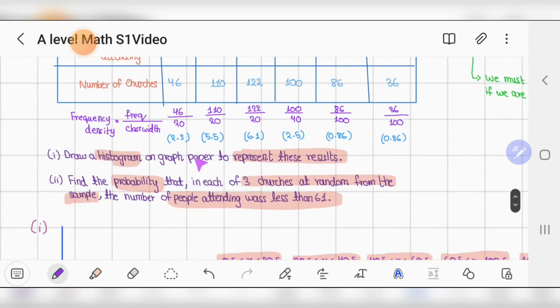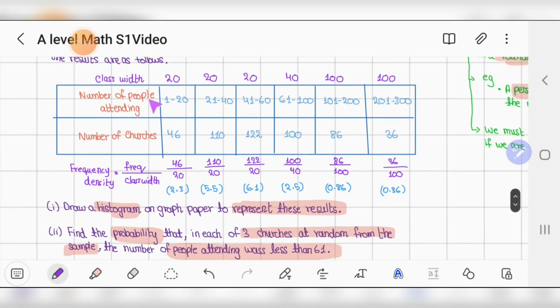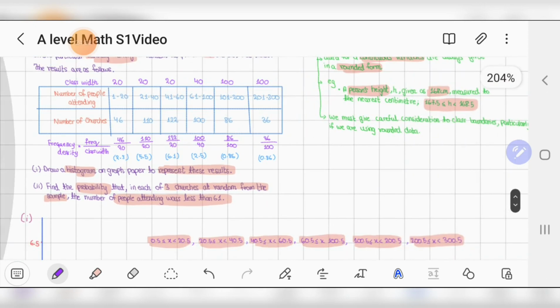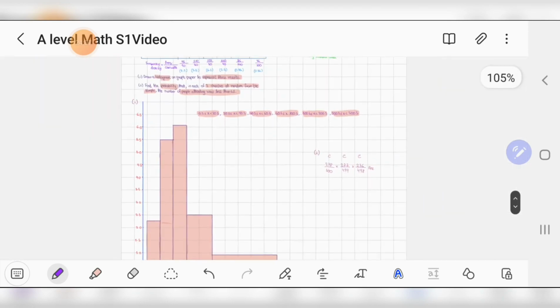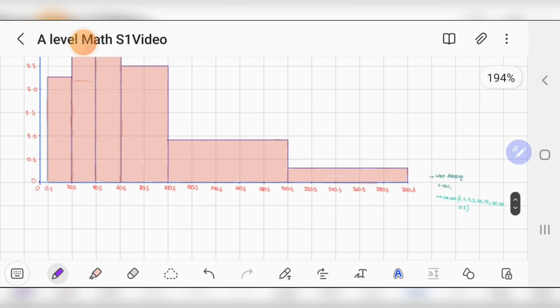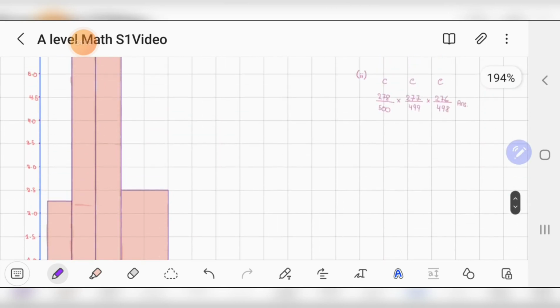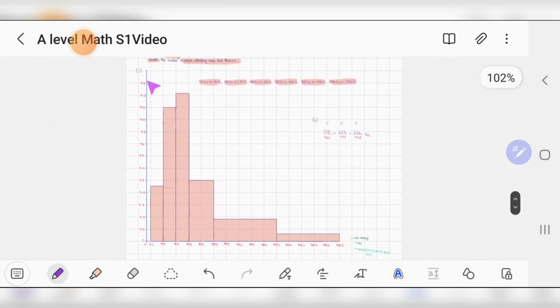So, draw a histogram on graph paper to represent these results. We need a frequency density, and we need to make sure that we convert this into this. We need this. Then we try to draw the histogram. This is how I have drawn the histogram. This is the whole image. This is the frequency density, and these are the class intervals. And as you can see here, there are no gaps.